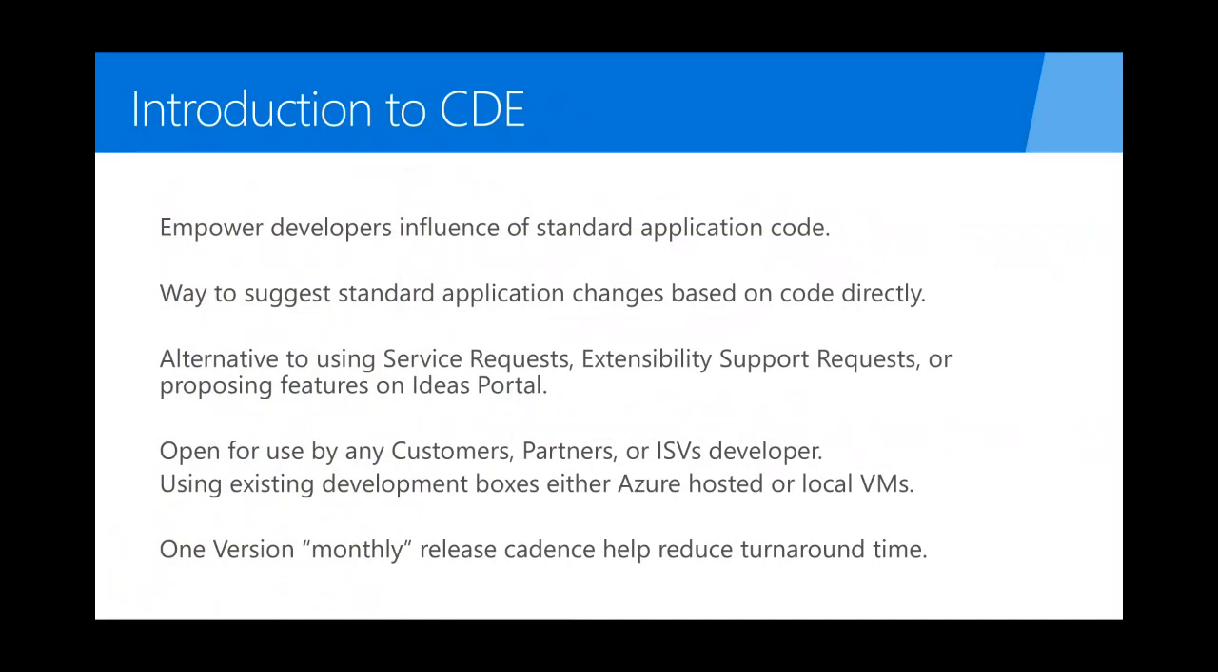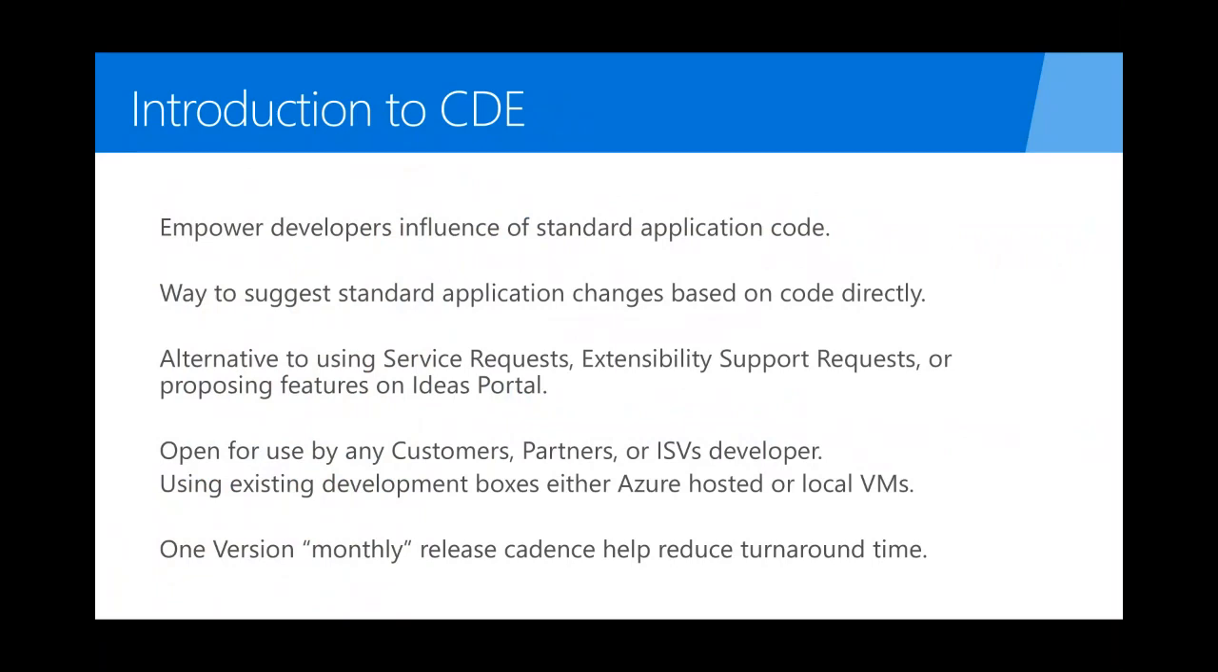Well, this is where the community-driven engineering comes in. What we're looking for is to help empower developers to still be influencing the standard application code. What we are enabling is that developers are able to suggest changes to the standard application code by changing the code directly and sending this to us for review, such that we, with that as a basis, can be integrating and changing the standard application. Consider this an alternative to creating service requests, extensibility support requests, or even if you have a feature that you would like to see happen, where you otherwise would have just waited and hoped for this by logging it on the ideas portal.